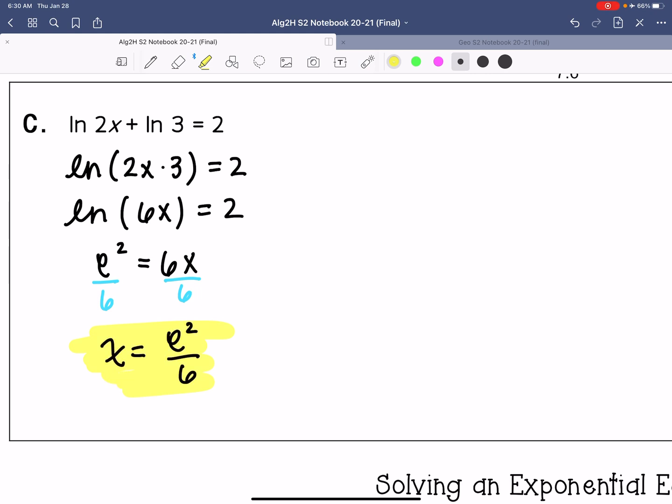Okay, again, if we had an approximation, you're just using a calculator. So e squared divided by 6 would have been 1.232.